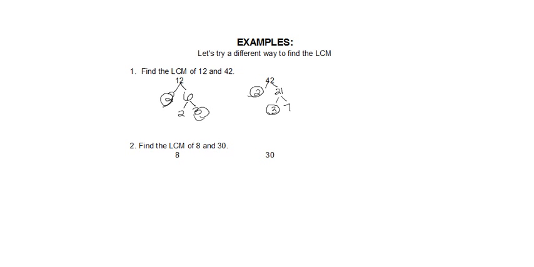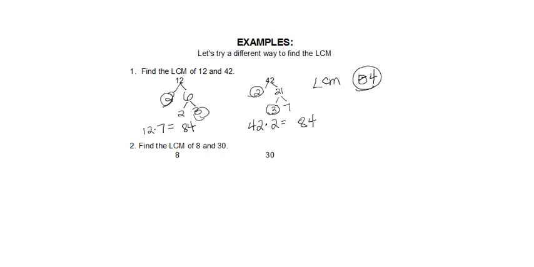If we take those numbers, so if we take the 2 from the 12 and multiply it by 42, we are going to get 84. If we take the 7 from the 42 and multiply it by the 12, we are also going to get 84. And that is the easiest way to find the LCM of those two numbers.